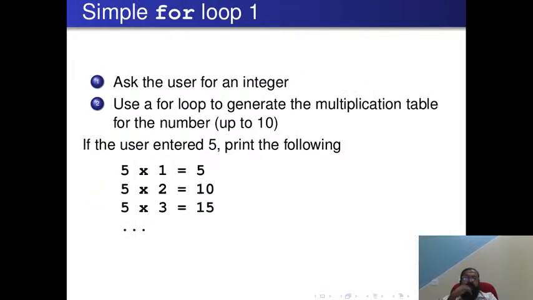Now we will go into for loops. So ask the user for an integer, use a for loop. Earlier questions used a while loop. That is very important, because when you use a for loop, you don't necessarily have to do the value manipulations in the loop manually. So here in this for loop question, ask the user for an integer, use a for loop to generate the multiplication table for the number up to 10. So if the user entered 5, print the following: 5 into 1, 5 into 2, 5 into 3, etc.